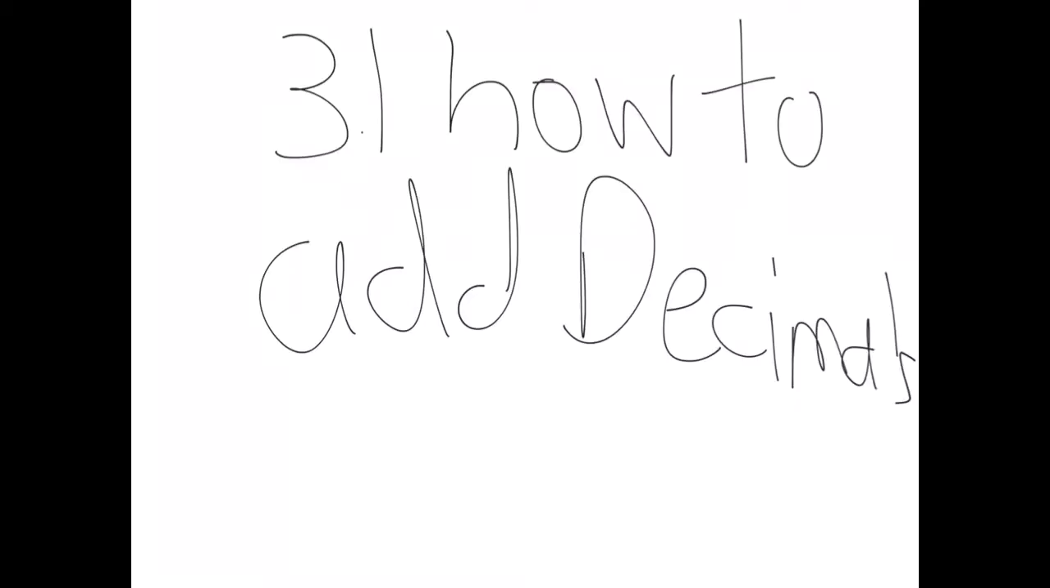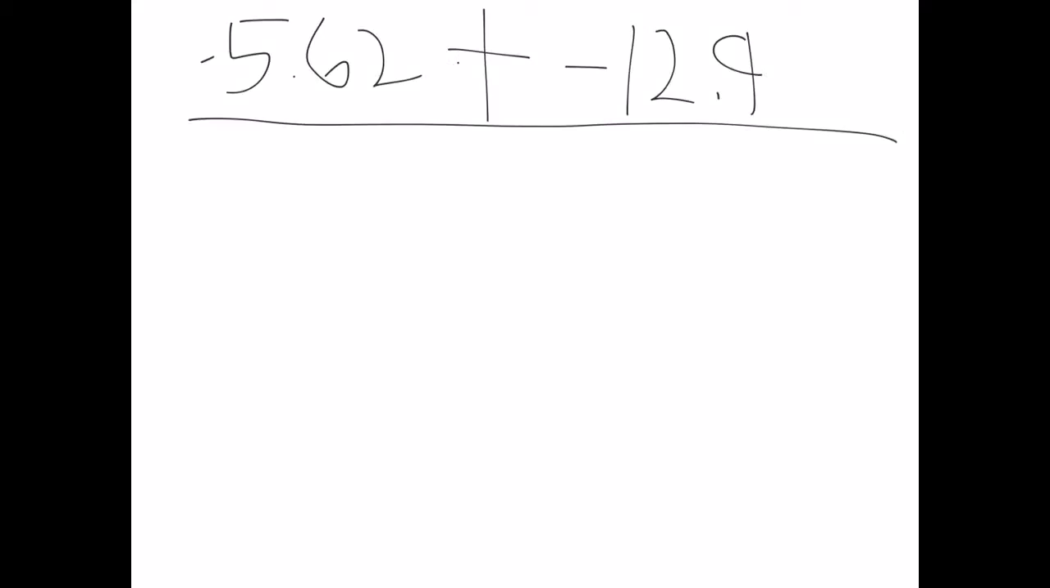3.1. How to add decimals. Negative 5.62 plus negative 12.9. You're first going to want to write down both of your decimals. Then add your zeros.